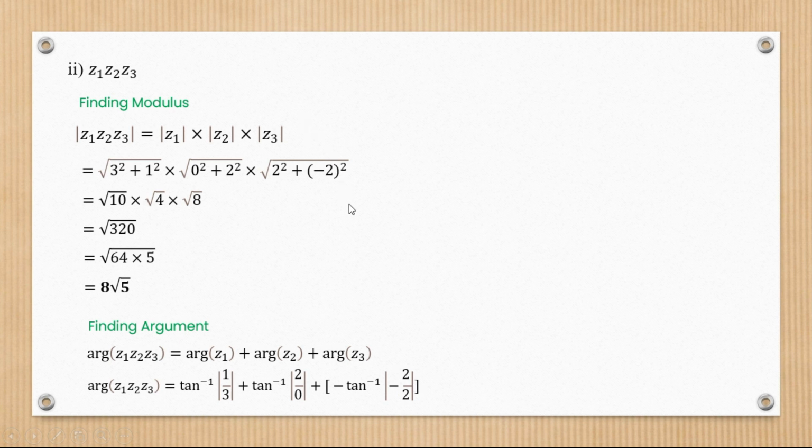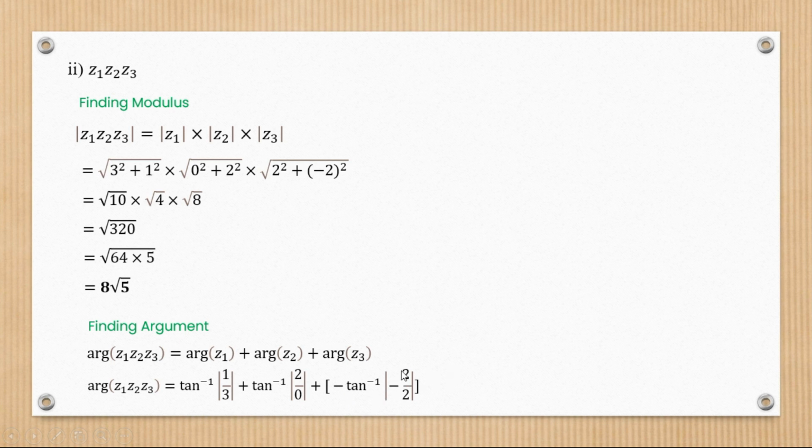And then when we go to Z3, we can see that Z3 has a negative on the imaginary part, which means it's actually in the fourth quadrant. In the fourth quadrant, we have a negative, a clockwise revolution. So that's why this is going to be negative.